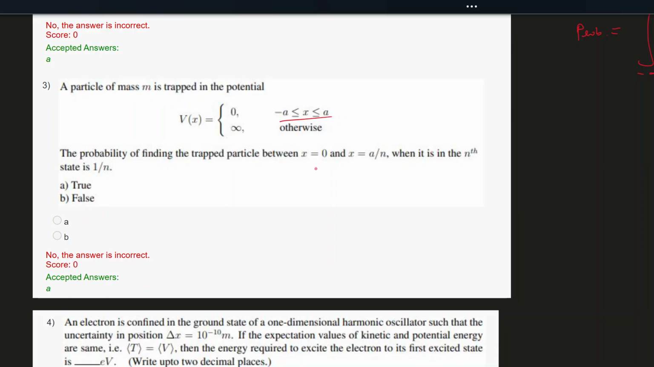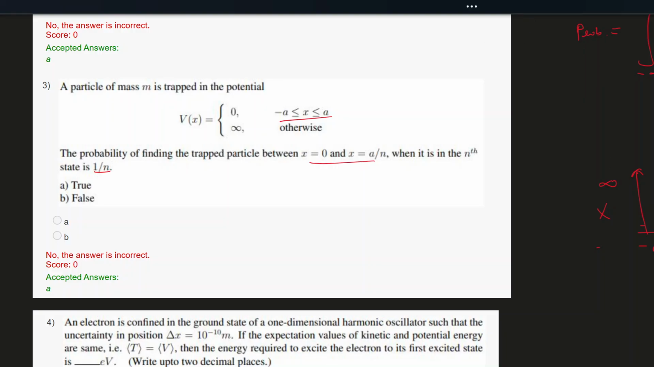Now the probability of finding the trapped particle between 0 to a by n, when it is in the nth state, is 1 by n. That is a statement they have made, and they have asked you to say whether that is a true or false statement. So basically you have this whole box. From 0 is the center, so minus a to plus a is the box's size, and the particle can be anywhere within this size, but because the potential is infinity everywhere else, it cannot be anywhere outside this. So for that we are clear.